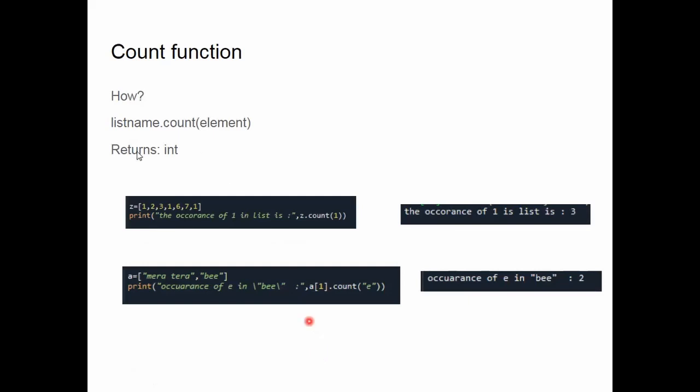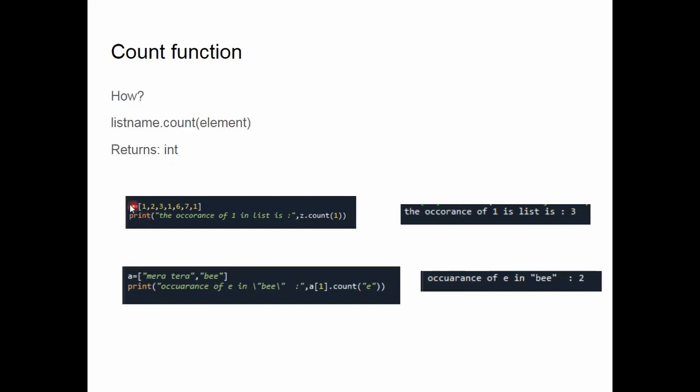Now, the count function. What will the count function do? It will count the occurrences of an element in the list. It will give the total, how many times that element is repeated in your list. What is it going to return? It is going to return an integer value. As it returns an integer value, it can be used with the if statement, for statement, while statement, with the assignment statement, and with the print statement also.